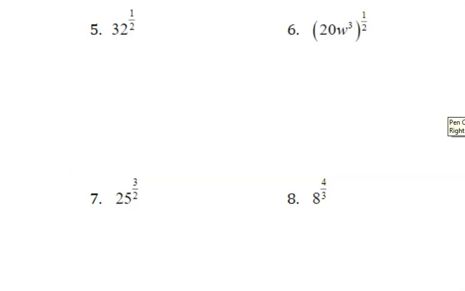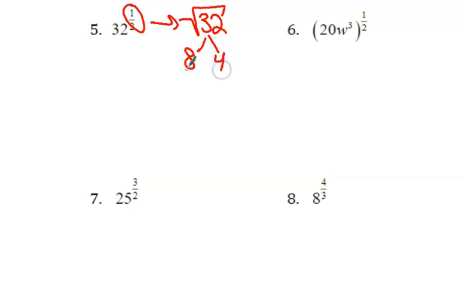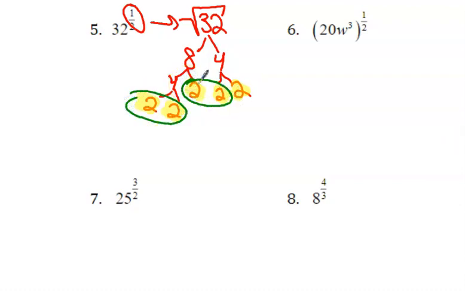So 32 with the 1/2, I'm going to change it into the square root of 32. Now break apart 32: 8 and 4. 8 is 4 and 2. I keep going until I have all prime numbers. I keep branching. Now I look at the end of the branches and see if I have any groups, any pairs. I can take out the pairs. So now I have 2 times 2 on the outside, and I have 1 lonely 2 on the inside. So my final answer is 4 root 2.